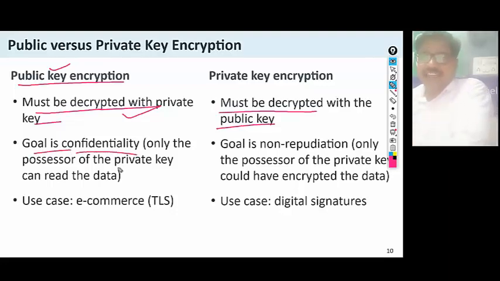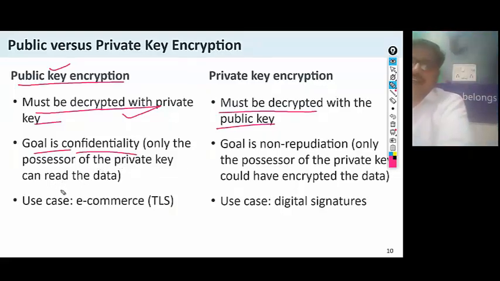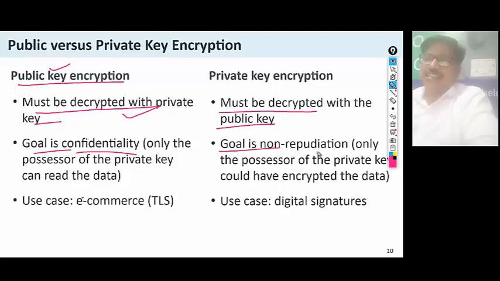The goal is confidentiality: only the possessor of the private key can read the data. Another goal is non-repudiation as well. If you have the key, then you can decrypt the data. If I have the key, I can encrypt the data. So if I encrypted it, I cannot deny later that I did not encrypt it, right? Yes, that is the reason it is called non-repudiation, meaning later on you cannot deny.